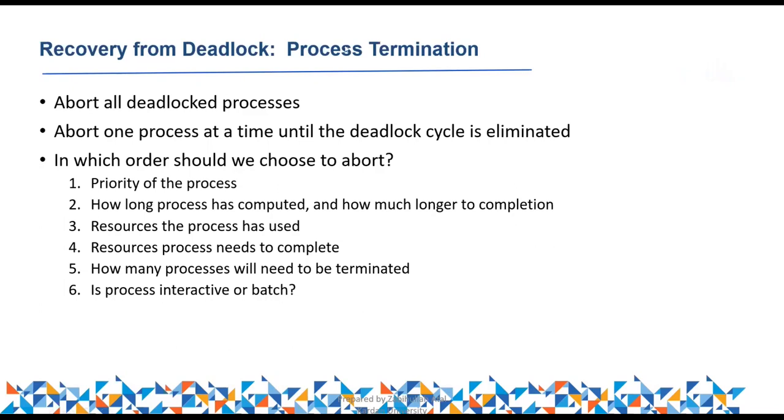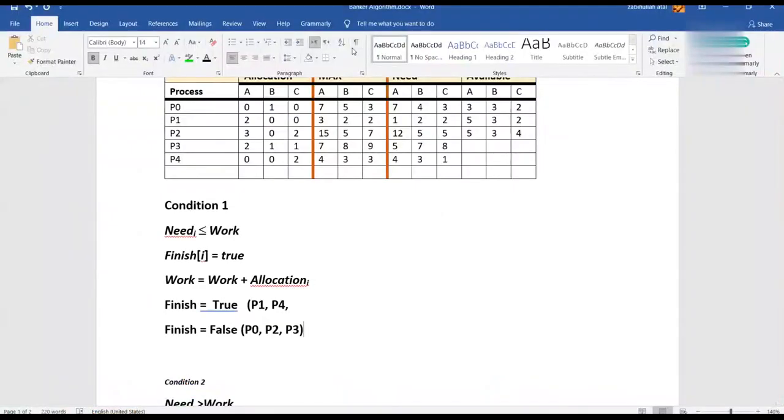The first thing, in order to recover, the system will abort all deadlocked processes. The system will abort what? All deadlocked processes. Like how? You can see, dear students, in our system these three processes are in a deadlock situation. So the system will come and kill P0, kill P2, and kill P3.